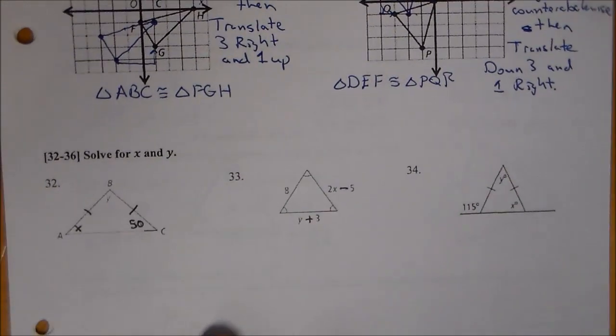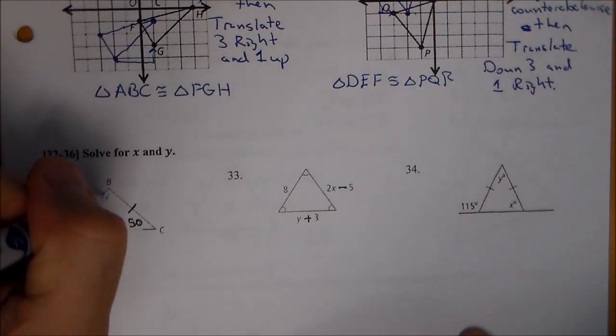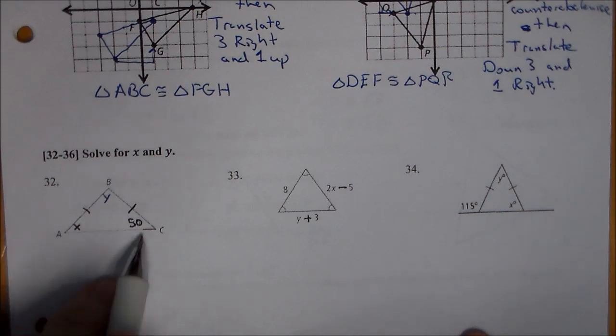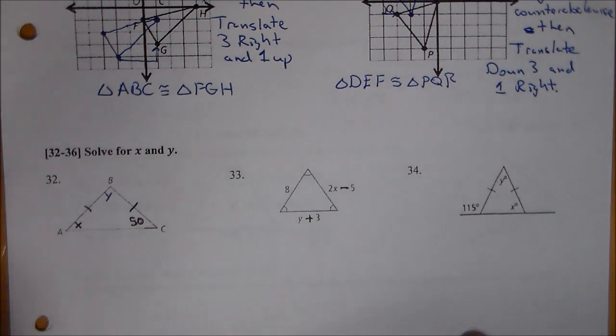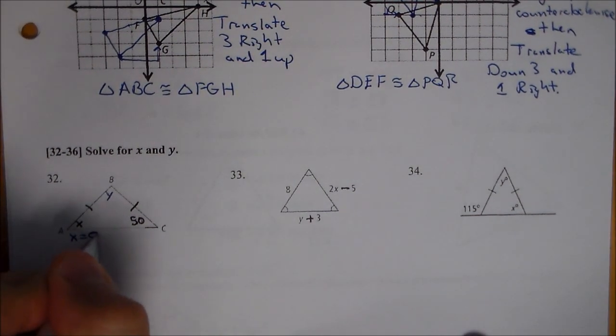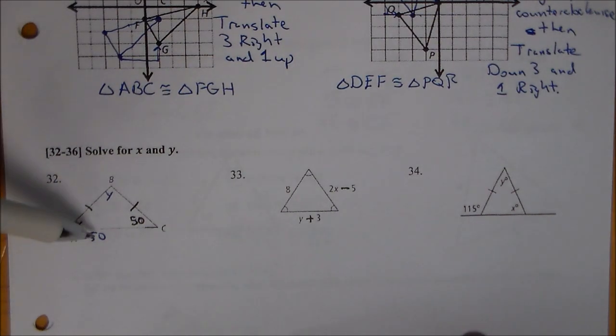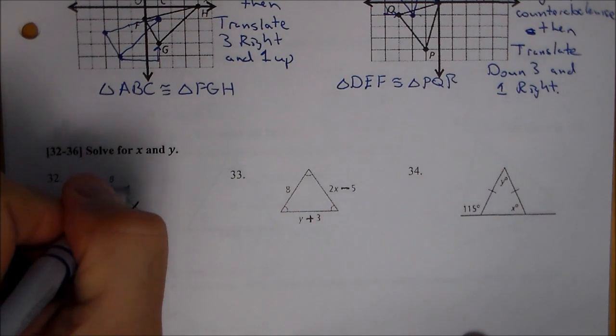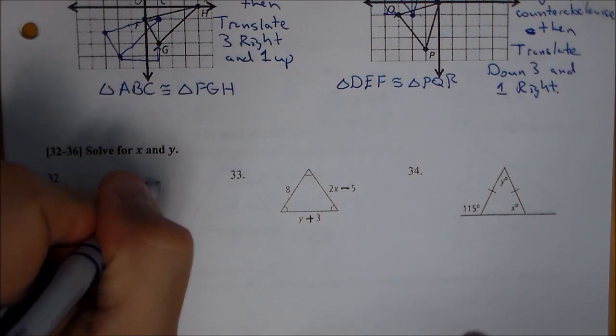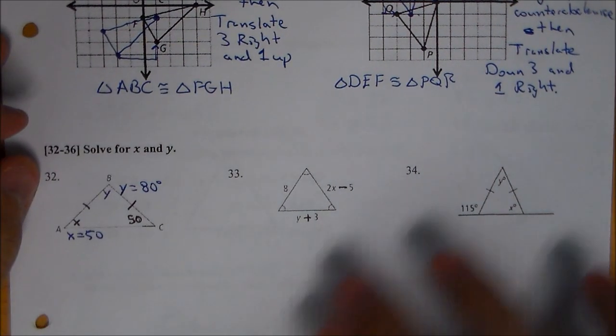All right, moving on to our isosceles and equilateral triangles. First up, in 32, we know that 50 is one of the base angles. That means x is also 50. It's the other base angle. And so if we have 50 and 50 would give us 100. The triangle has to add to 180, so that means 80 degrees has to be angle y.